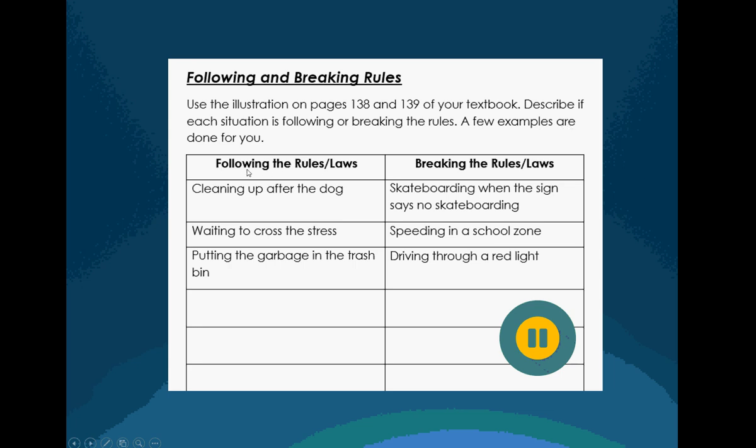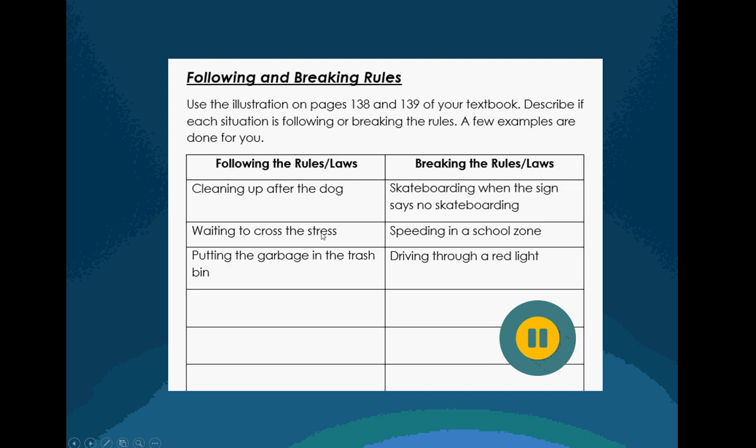Following the rules or following laws is cleaning up after the dog. That's following the rules. And if you are in a public place, like a dog park, you have to, by law, clean up after your dog.